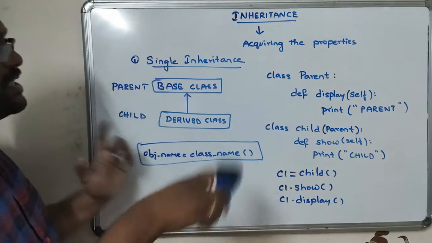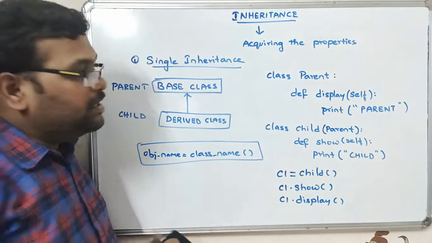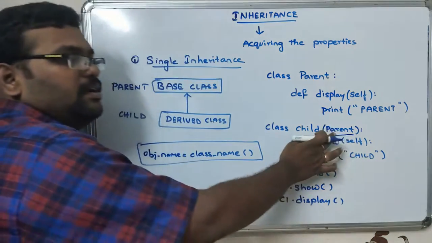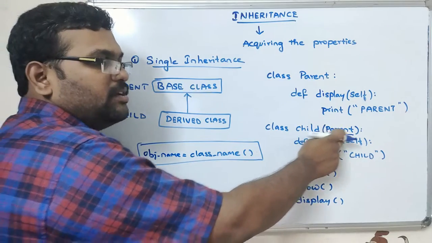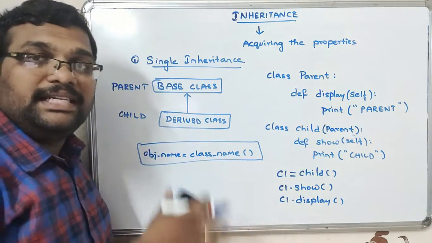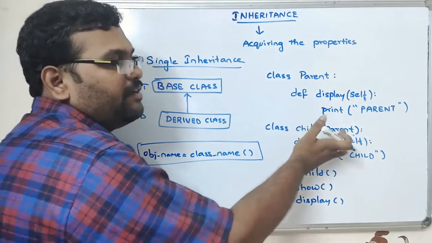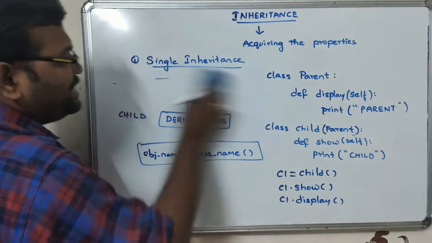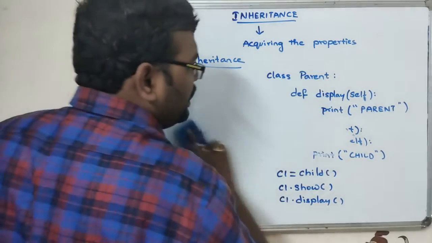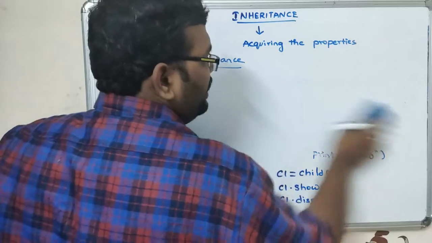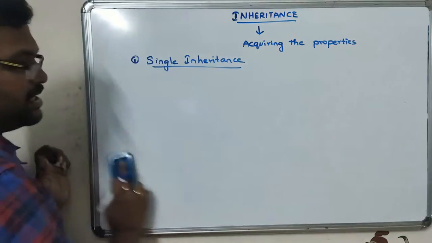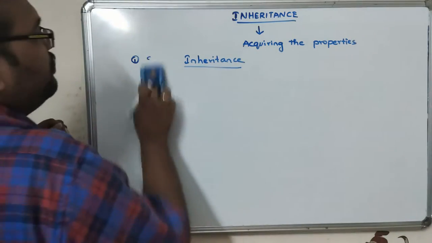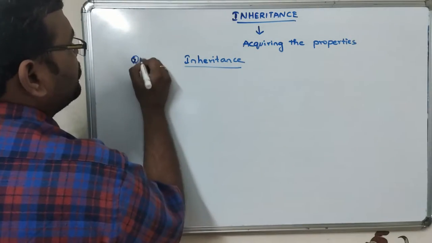Now this is all about the single inheritance. It's a very simple concept. One thing we should remember is that we have to pass the base class name as a parameter to the child class or derived class. That implies this child class is inherited from the parent. So this is single inheritance, that means only one base class and one derived class. Now we'll go with the next type of inheritance, that is multi-level inheritance.